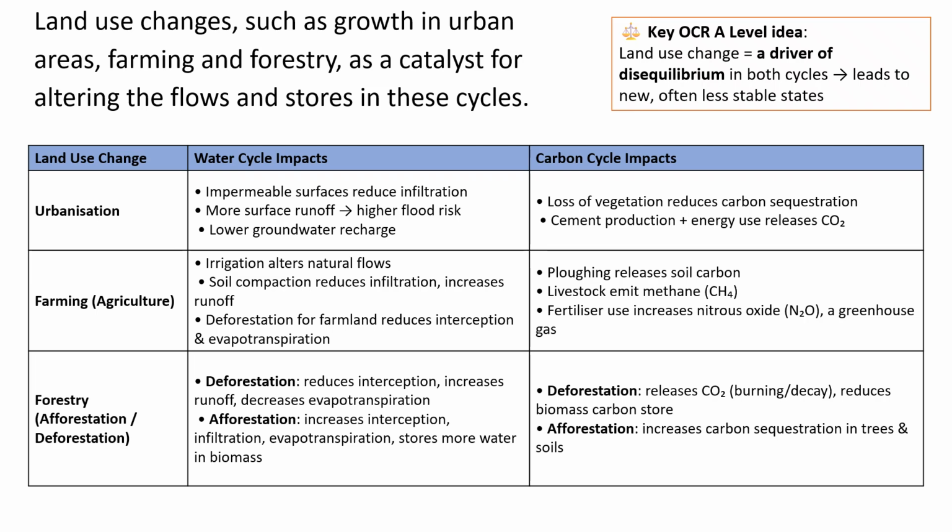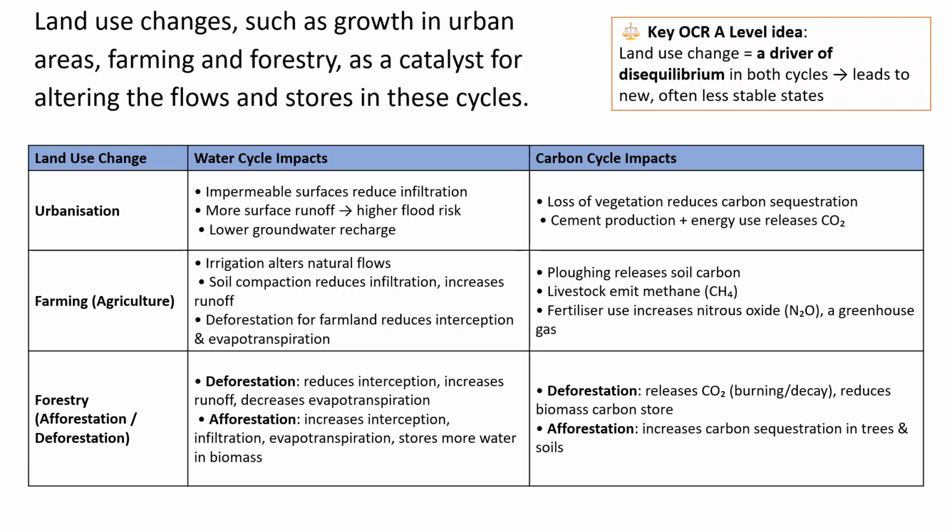So here we have a little table that shows us some of the impact of our human activity, or the anthropogenic activity. We have urbanisation. Well, as we build our cities, we use a lot of concrete and tarmac that makes our surfaces impermeable. That reduces infiltration. It changes how we have surface runoff. The amount of surface runoff leads to more risks of flooding, less recharge of the water in the groundwater.